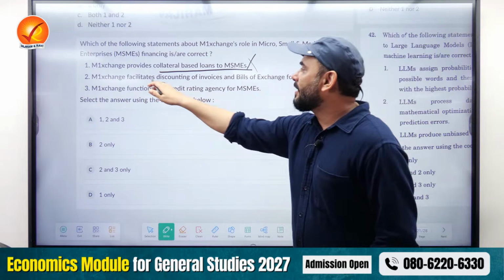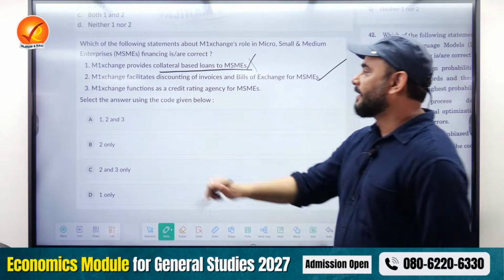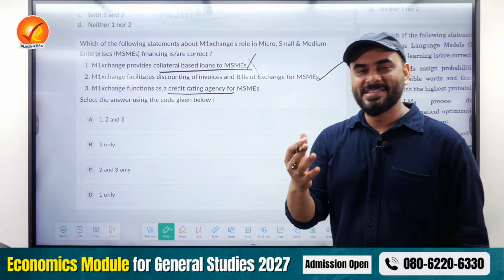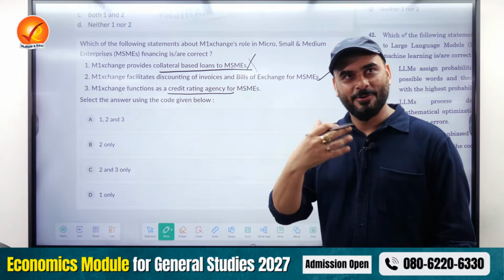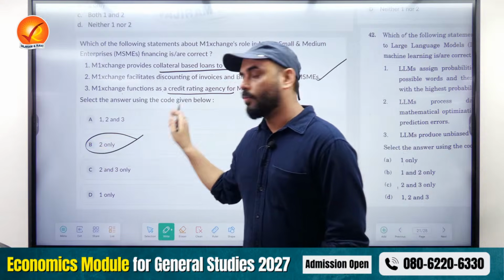Second, M1 Exchange facilitates discounting of invoices. A 100 rupee property sold for 90. M1 Exchange functions as a credit rating agency. Nobody is rating and nobody is giving us any kind of verdict that we are good or we are bad. This is wrong. So the answer is 2.